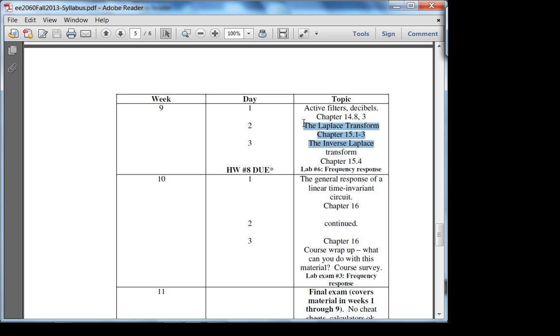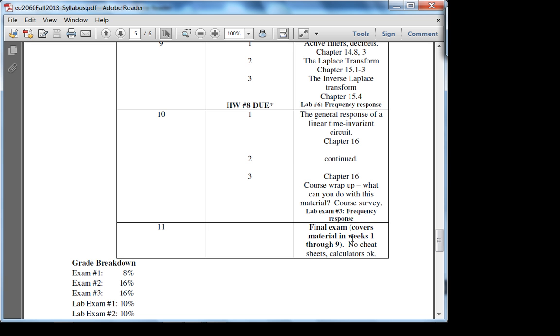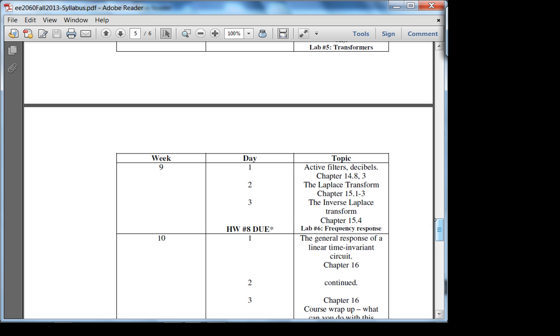There's something called a Laplace transform. I'm not going to quiz you on it on the exam. Actually, I made a mistake here. I said the exam covers material in weeks 1 through 9, excluding this, obviously. So this is 2070. It's only like a week and a half. That's all 2070 is. It's Laplace transform, Laplace transform, Laplace transform, over and over again.